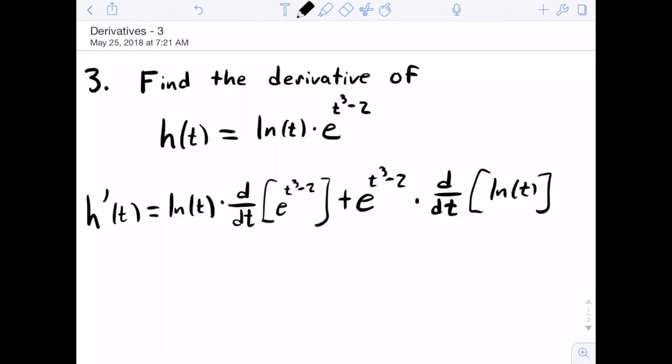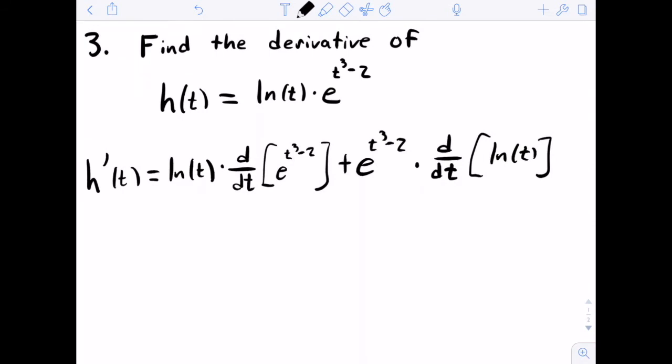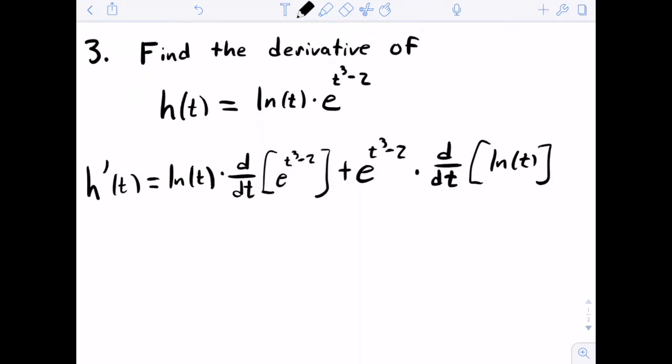And obviously I was not. So yeah, d by dt here because this is the variable. Okay, but anyways, so we've got first times the derivative of the second plus second times the derivative of the first. And let's see here, what can we do? Well, the first thing that we know is that this one is the easiest derivative to do. The derivative of ln is just 1 over t.